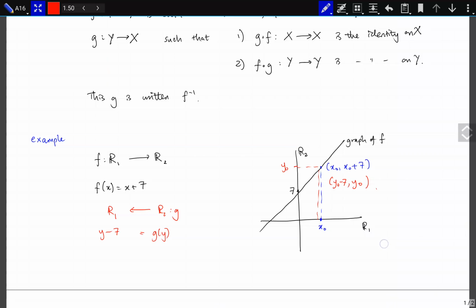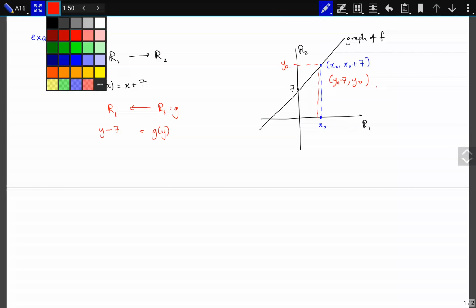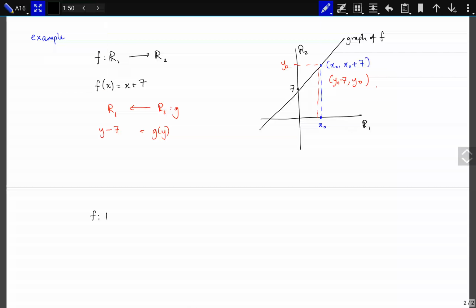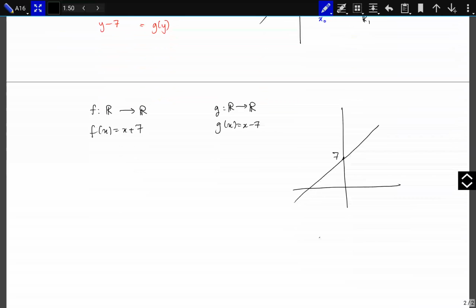This is where we distinguished R1 and R2. If we always had the same domain here, as a separate example, if we just tried f maps R to R, and f of x is equal to x plus 7, and some other function g mapping R to R, where g of x is equal to x minus 7, instead of this picture, we would get, well, f looks the same, but the inverse function would look like this. You see that these are symmetric around y equals x. It flips along y equals x.